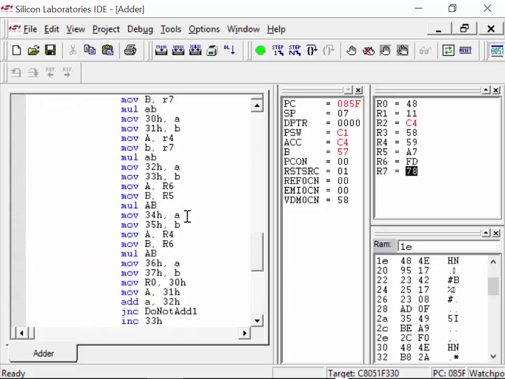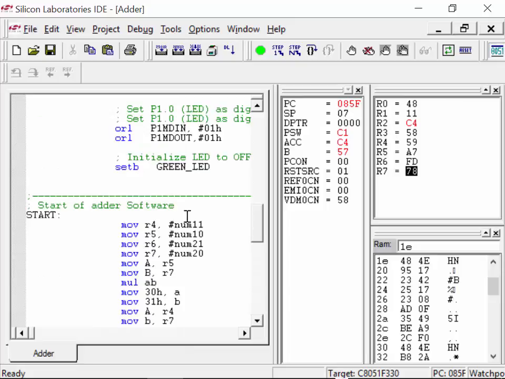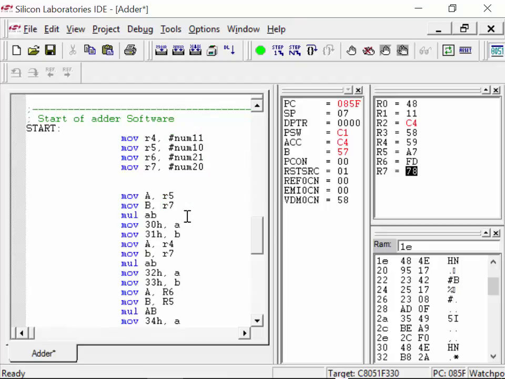But this is the type of thing. We're okay. The multiplication is easy. Here, all we're doing is moving our numbers around right there. This is our first multiplication right here. And normally you would put a comment: multiply num10 plus num20 right there.